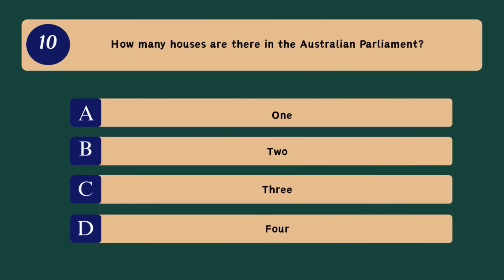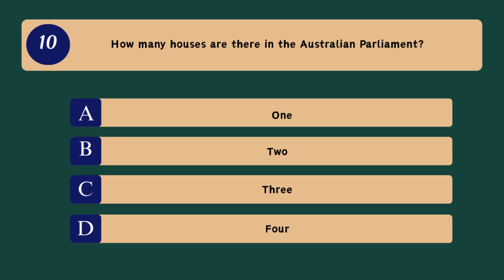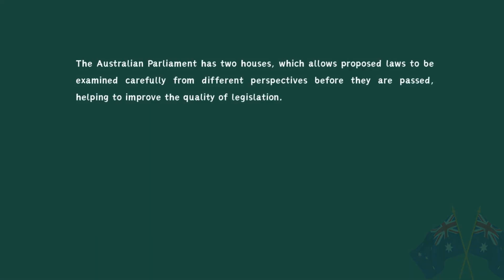Question 10. How many houses are there in the Australian Parliament? A1, B2, C3, D4. Correct answer. B2. The Australian Parliament has two houses, which allows proposed laws to be examined carefully from different perspectives before they are passed, helping to improve the quality of legislation.